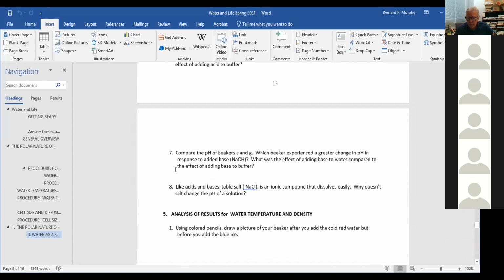And 7 is the same thing, but in the other direction, C and G. Adding sodium hydroxide to pure water, or adding sodium hydroxide to water that has a buffer in it.